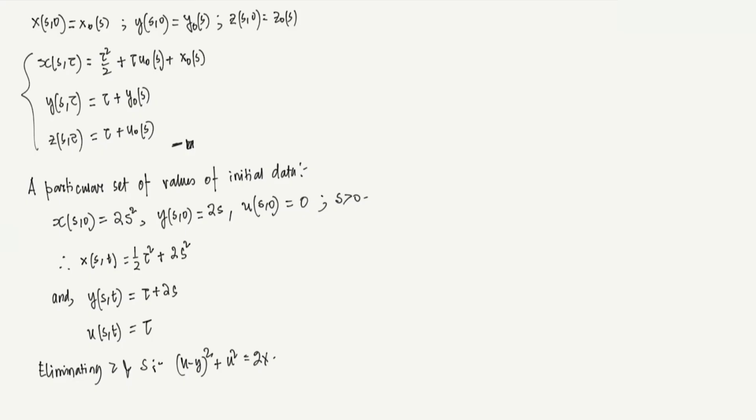Now you do realize the solution surface, of course, if you want you can break it up and write it like this: 2u equals y plus or minus the square root of 4x minus y squared.